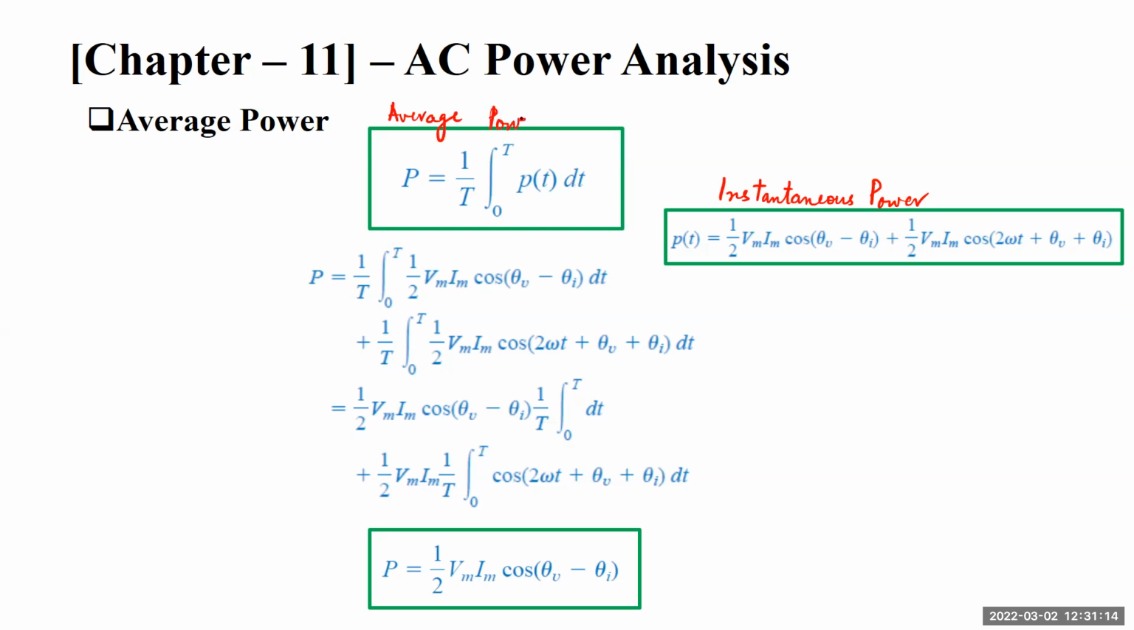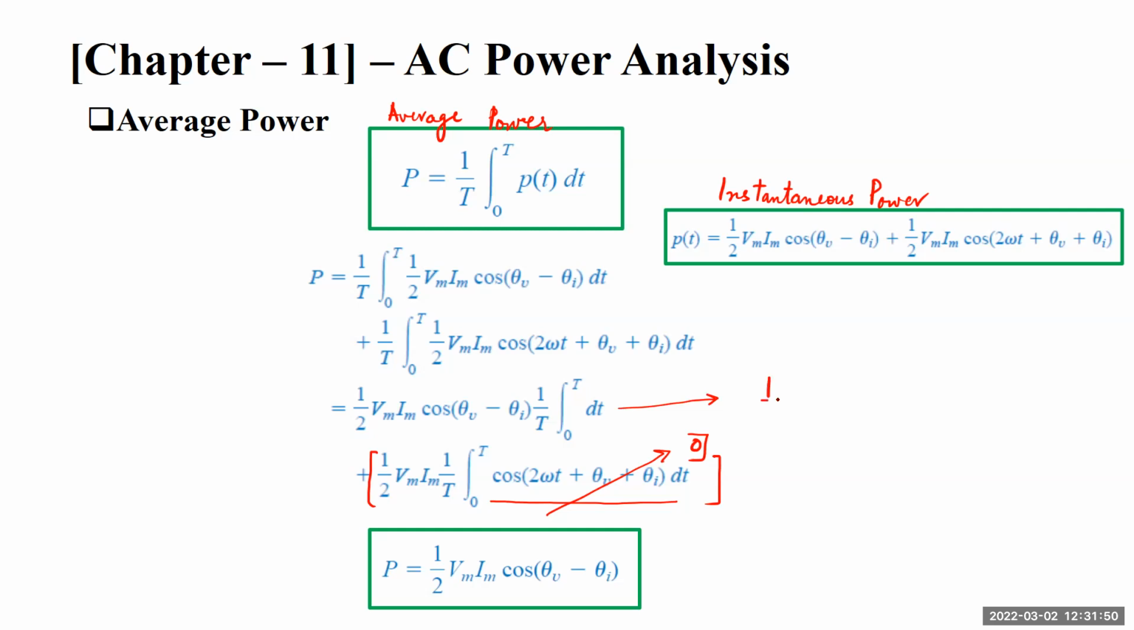So if I integrate this instantaneous power over one time period and divide by the whole time period, I will get my average power. So just simply integrate it. In this first part, there is no time constant, so integrating 1 by T over T, this comes out to be something like this. Then there is the second term, 1 by 2 Vm Im cos of (2 omega t plus theta v plus theta I). Remember, this is the integration of cosine over one time period, so this will turn out to be 0. So this whole second term will be 0, and we are only left with this part.